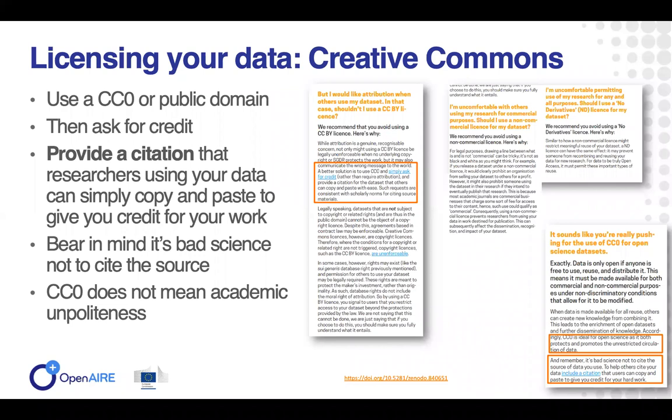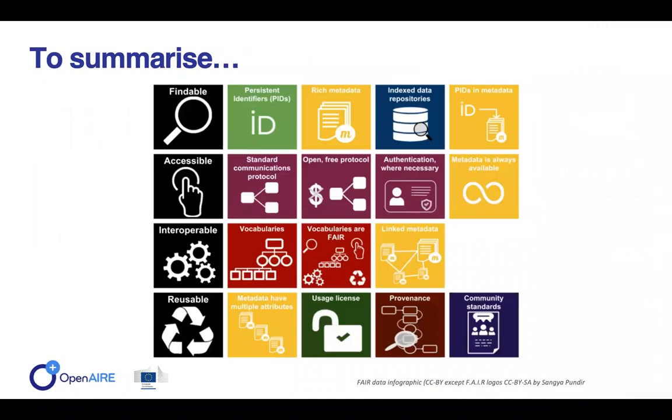So what Creative Commons actually tells you is that you should apply the CC0 or the public domain to your data and then ask for credit and provide a clear citation that researchers that are using your data can simply copy and paste to give you credit for your work. Okay. This is a summary of what we have seen today. You have seen that FAIR means findable, accessible, interoperable, and reusable. We have discussed persistent identifiers, metadata, standards, provenance, and so on. So this is a summary that you can use to understand if you put all the elements in your workflow in order to apply the FAIR principle.